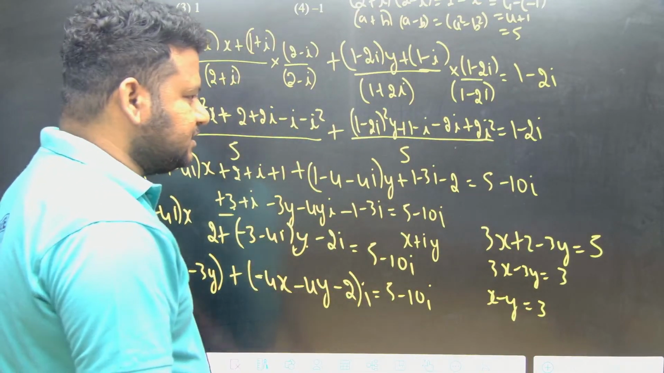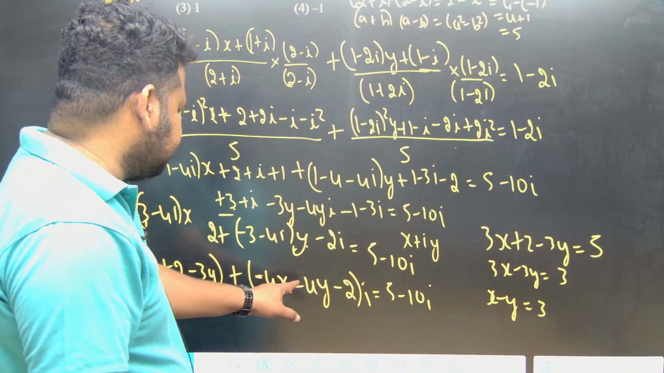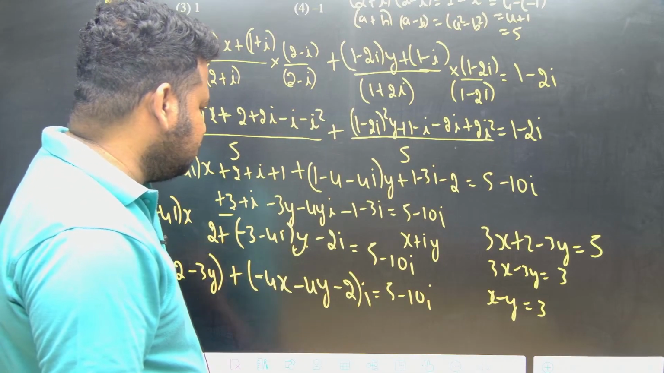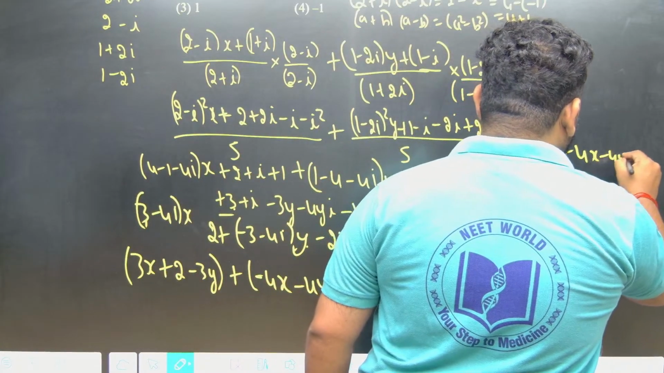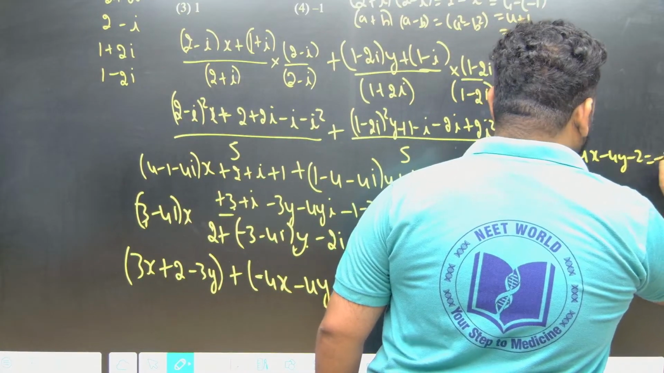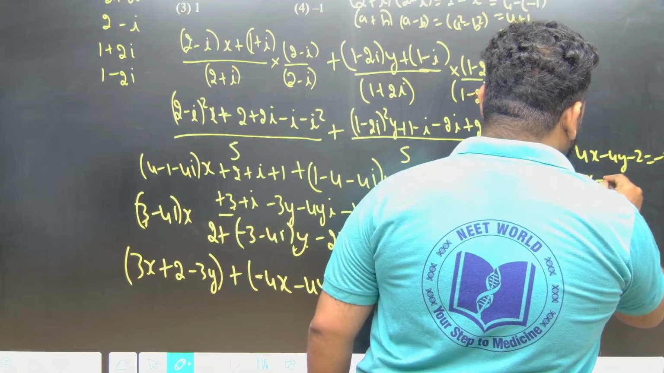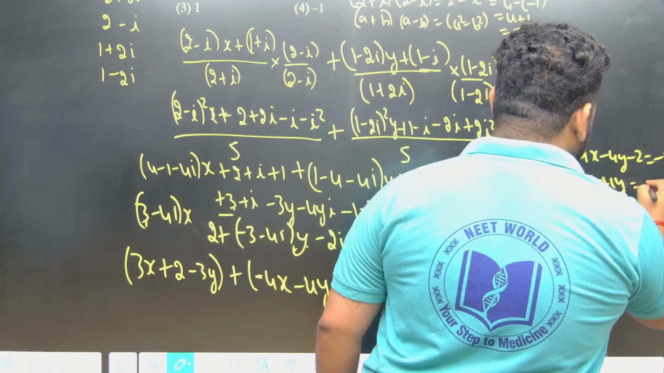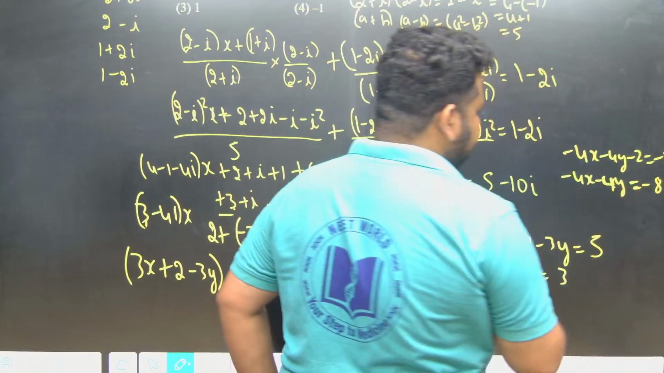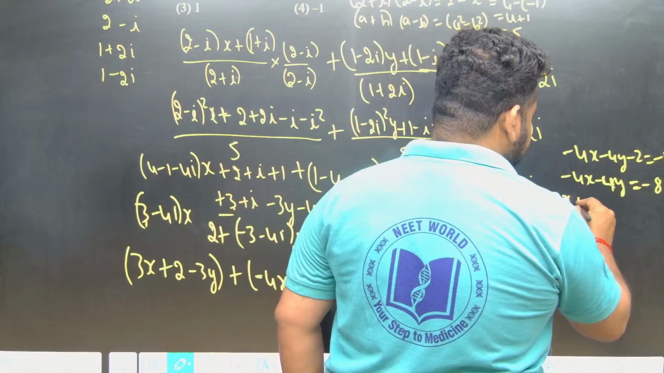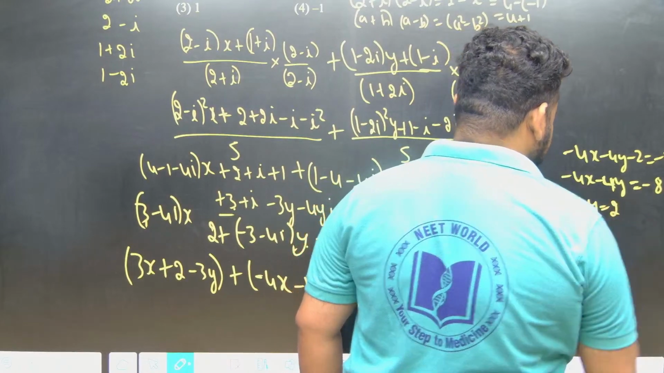If I equate the imaginary part, what I am having? Minus 4x minus 4y minus 2 is equal to minus 10. If I send 2 to that side, this will become minus 8. So if I divide throughout by minus 4, I will get x plus y is equal to 2.